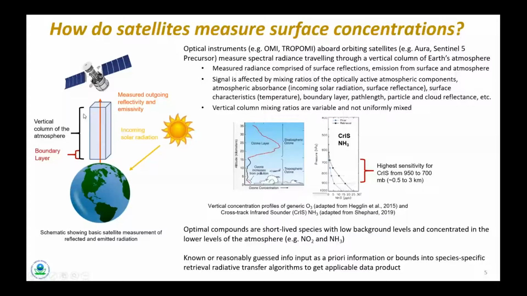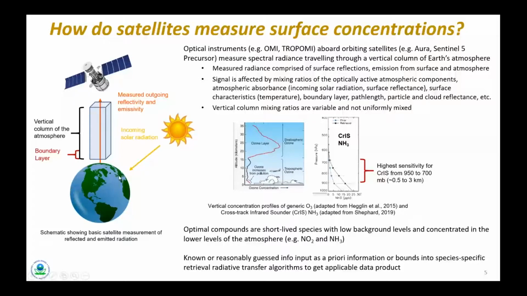So just a quick background, how do satellites measure surface concentrations? This is the first thing. We've got the satellite, with the instrument on board the orbiting satellite. So OMI, TROPOMI, the Ozone Monitoring Instrument and the Tropospheric Monitoring Instrument, are aboard satellites that orbit the Earth, above the atmosphere, traveling over the Earth.